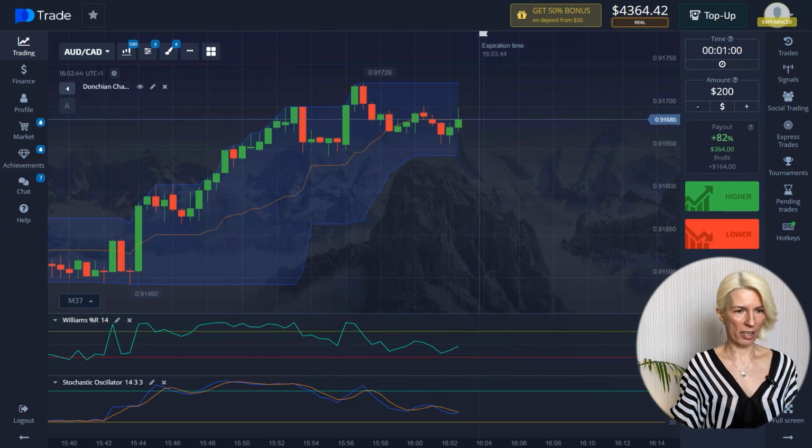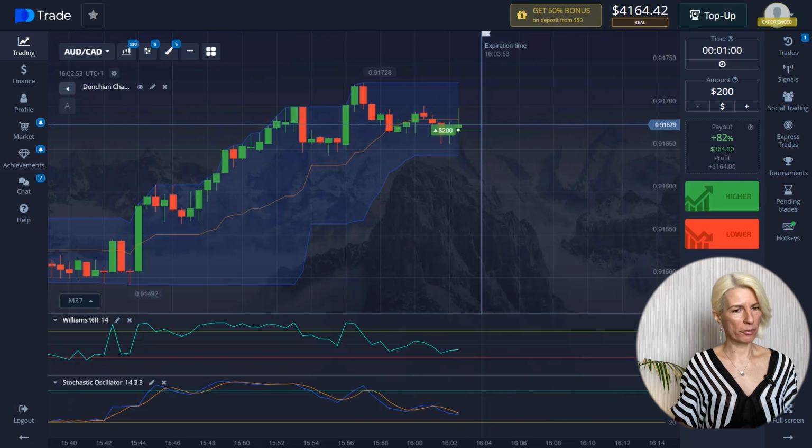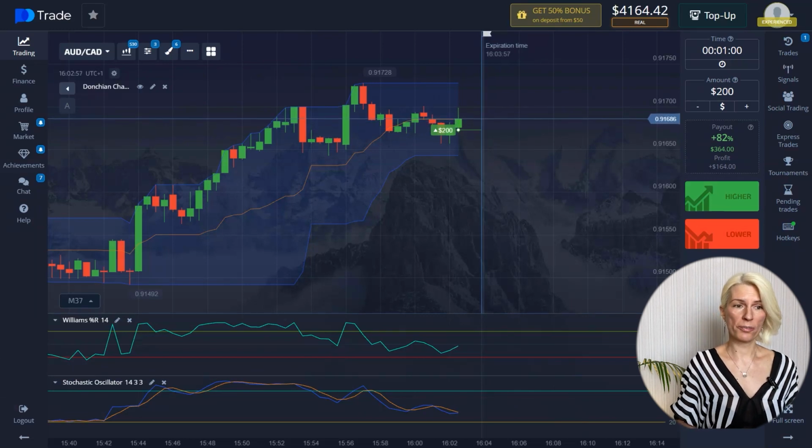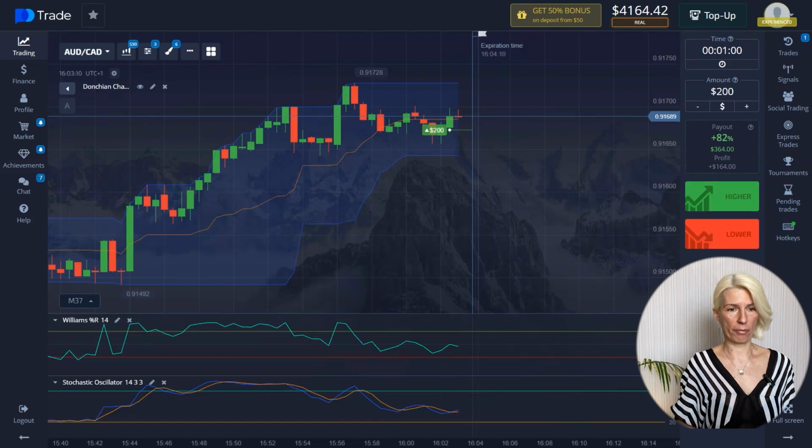Excellent. Now, the price, after some growth, makes a pullback down and I open an up trade for 1 minute, the amount is $200. The decision was facilitated by the signal of the Williams percent range indicator about a possible increase in price. Also, the lines of the stochastic indicator have begun their reversal, which is a similar signal.